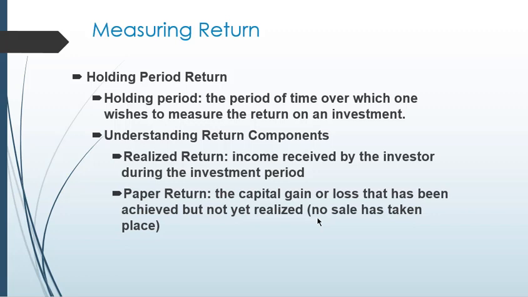There's something that's referred to as the realized return. This is the income that's received during the investment period. Now the paper return is the capital gain or loss that's been achieved but not yet realized. So what's the difference between these? Realized return is something you actually receive. Paper return is only realized when a sale takes place. So you have to sell the asset to ultimately turn a paper return into a realized return.